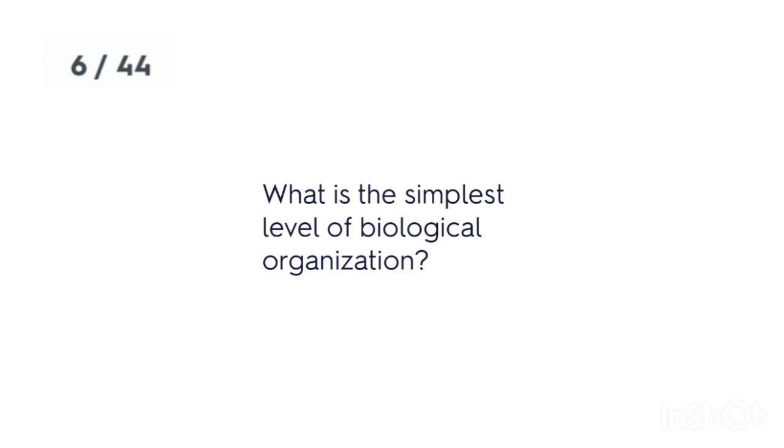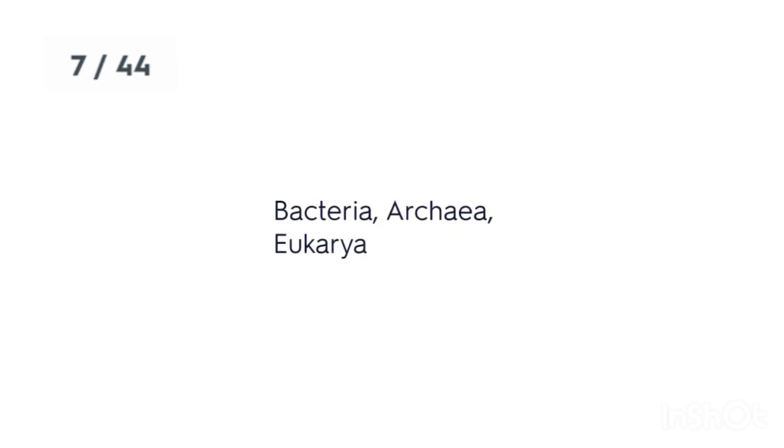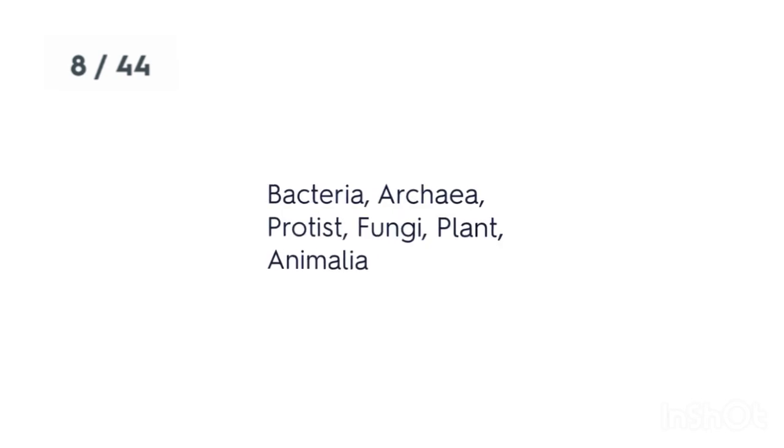What is the simplest level of biological organization? Atom. List the three domains. Bacteria, archaea, eukarya. List the 6 kingdoms. Bacteria, archaea, protist, fungi, plant, animalia.